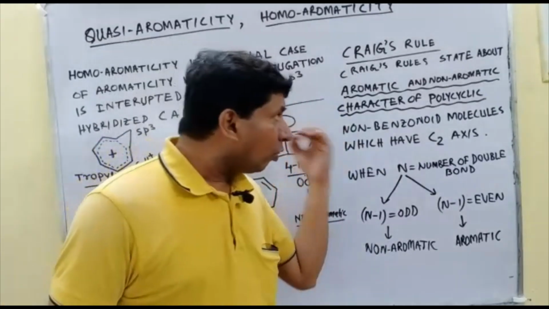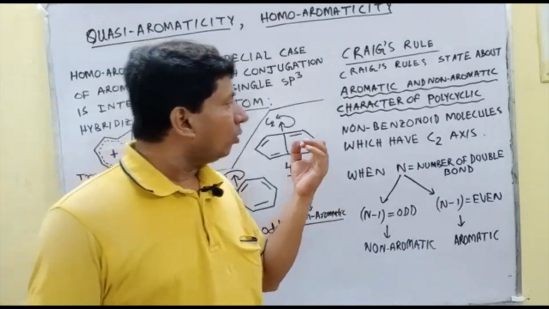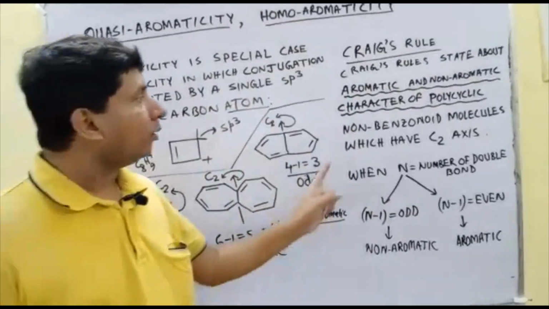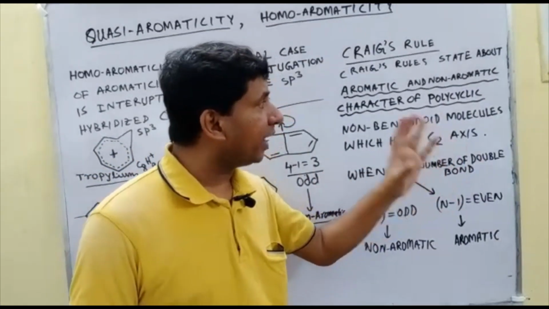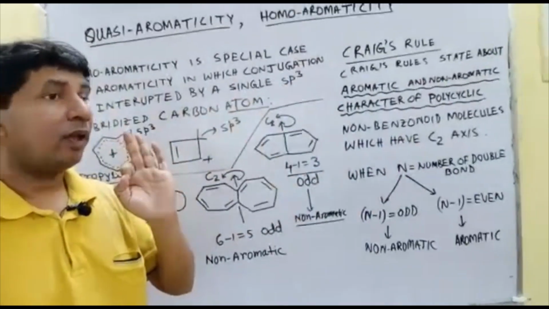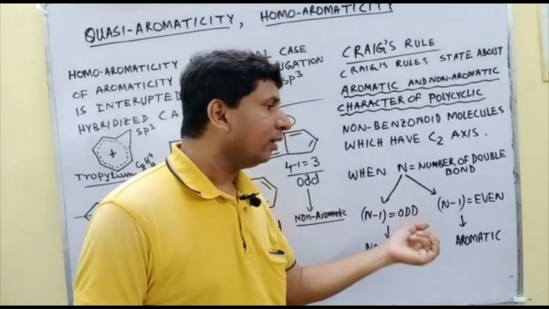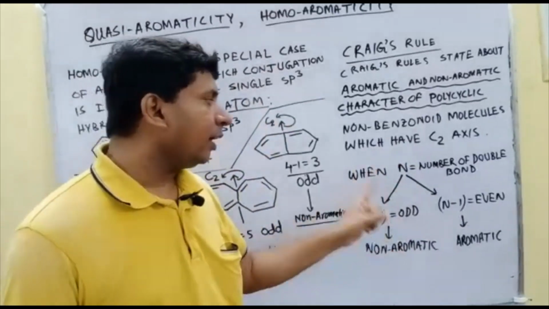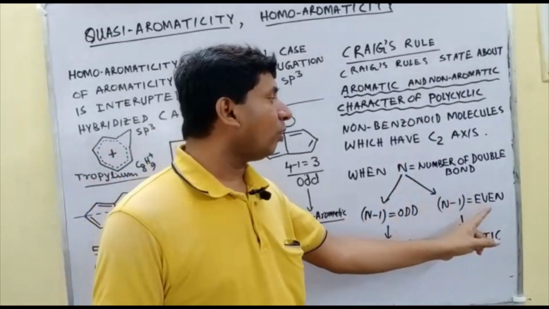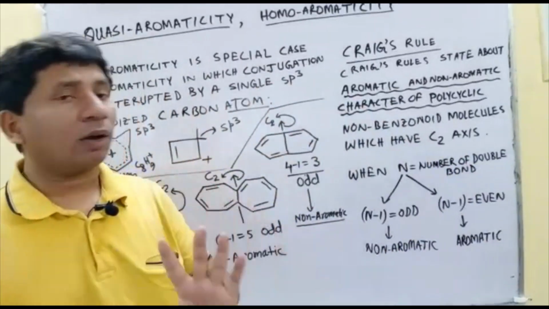Now, non-benzenoid molecules and polycyclic molecules, which are aromatic or non-aromatic, I will discuss. Non-benzenoid molecules which have a C2 axis, and the number of double bonds is n. Then if n minus 1 is an odd number, it will be a non-aromatic compound, and if n minus 1 is an even number, then it will be an aromatic compound. Okay, this is the condition.